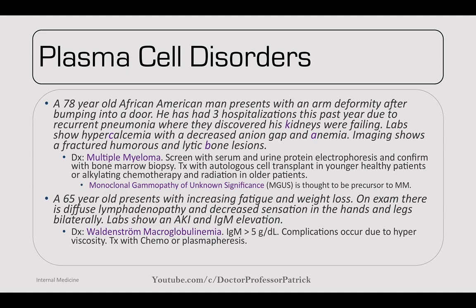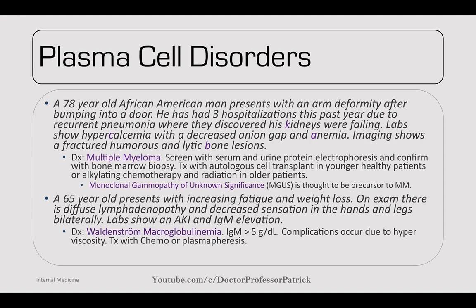You can screen with a serum and urine protein electrophoresis, SPEP and UPEP. And you want to confirm with a bone marrow biopsy showing greater than 20% plasma cells. You can treat with a stem cell transplant in younger healthy patients, or alkylating chemotherapy and radiation in older patients. So this is related to MGUS, or monoclonal gammopathy of unknown significance. Up to 1 in 20 people with MGUS are thought to progress to multiple myeloma per year, so it's an important screening procedure. And he has the classic CRAB symptoms of kidney disease, anion gap and anemia, hypercalcemia, and bone lesions.